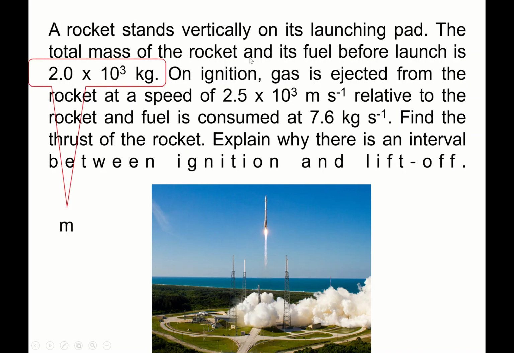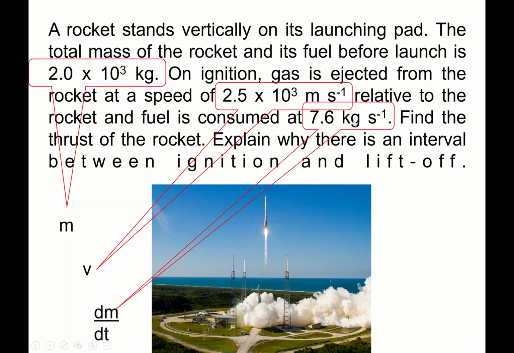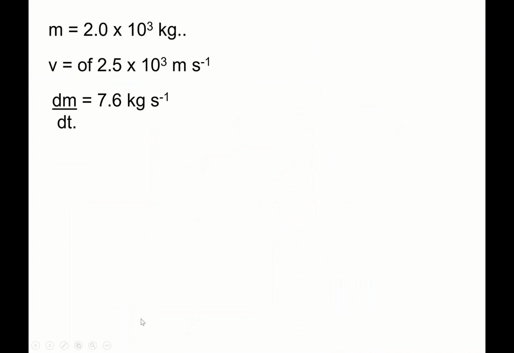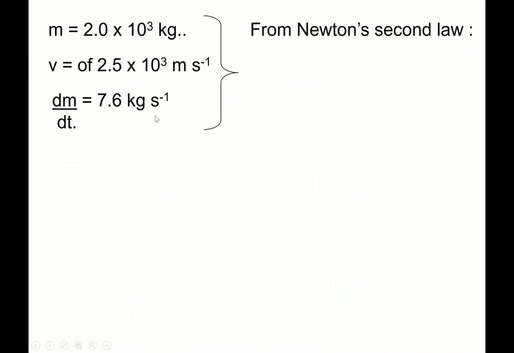So in the question, we are given a mass of 2.0 times 10 to the power of 3 kg, the mass of the rocket, and also the speed of the gas ejected is 2.5 times 10 to the power of 3 meter per second, and 7.6 kg per second, which is a rate of change of mass, dm by dt. So this is all the information given in the question.